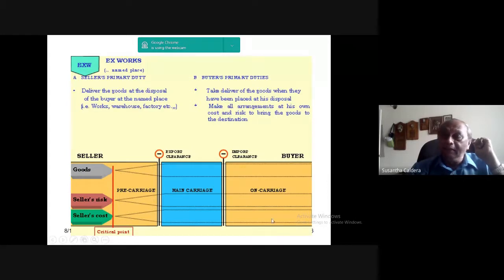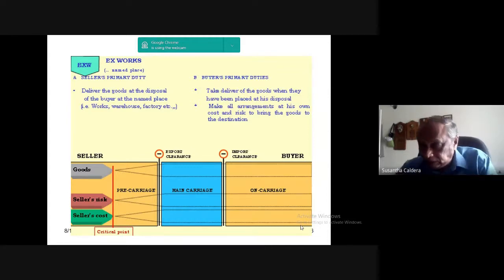And then we load it to the ship. We have to contract the ship, and then we load it to the ship. That is the main carriage, right? Then it goes to the other side, that is buyer's country. In the buyer's country, they'll have to go through the customs clearance and everything. Once it is unloaded and cleared, the goods will be at the port. From the port, they have to take the goods to the importer's warehouse. Again, we'll have to hire a lorry or truck or whatever. So that is on-carriage. So there are three types of carriage in international trade: pre-carriage, main carriage, and on-carriage.